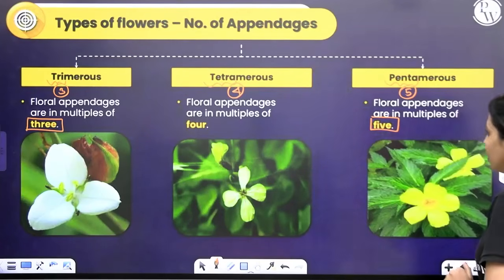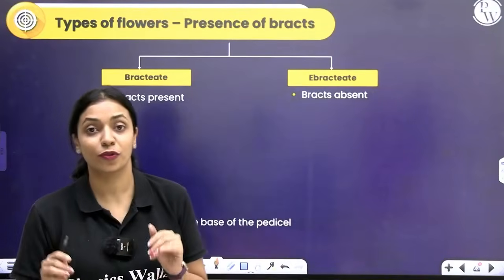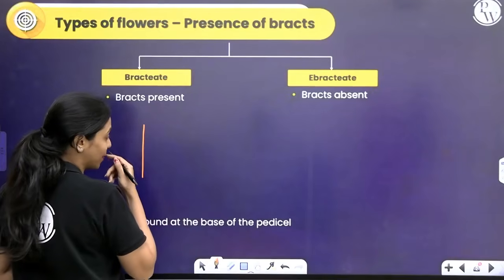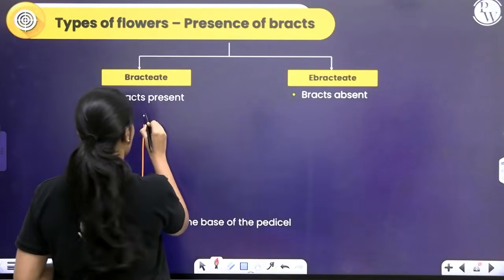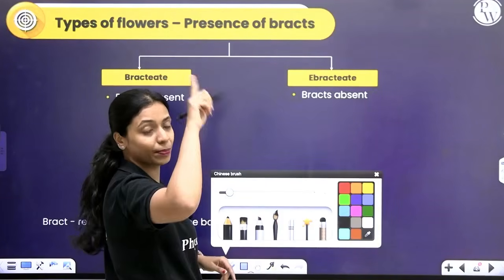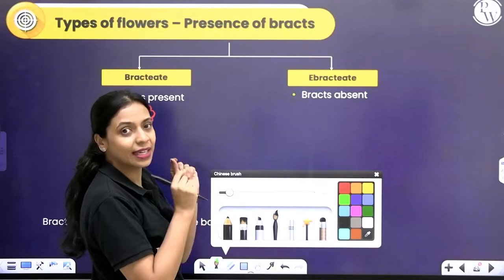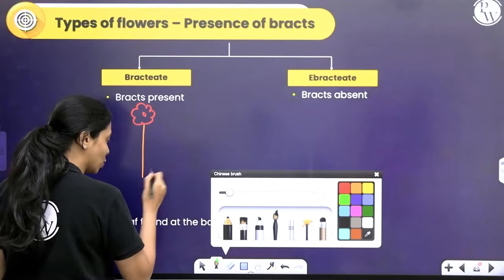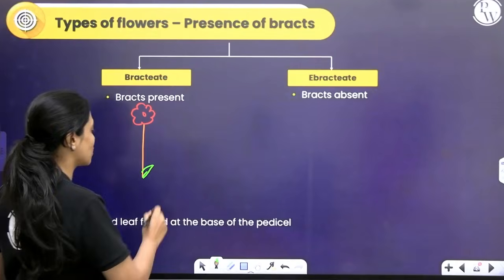Now, let's talk about the classification of flowers based on the presence or absence of bracts. What are bracts? Bracts are small leaf-like appendages that are present at the base of the pedicel. If this is the pedicel and this is the flower, you can see that in some flowers a small single leaf-like appendage is present. Recall that stipules were present at the base of the leaf, right near the leaf base, a pair was present. Similarly, here at the base of the pedicel, you can see not two like stipules, but in most cases one leaf-like appendage present. This is called the bract.